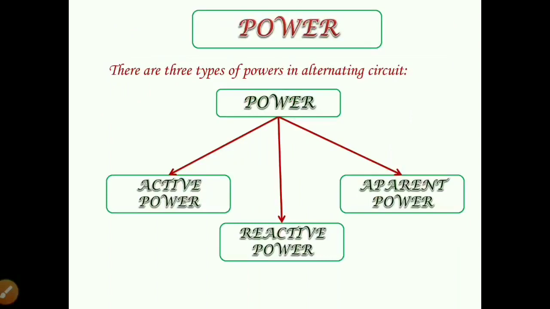Now, there are three types of power in alternating circuit. One is active, another is reactive, and the combination is apparent. Active, reactive, and apparent power.